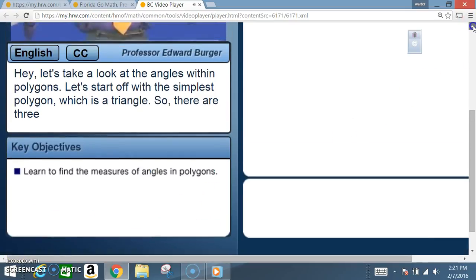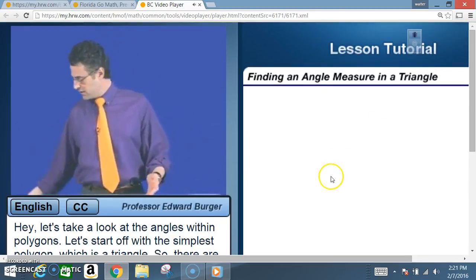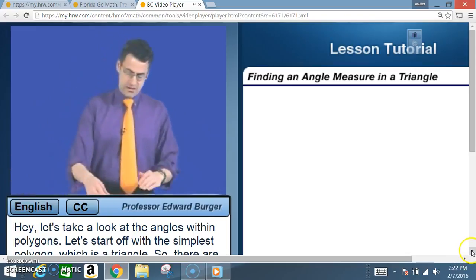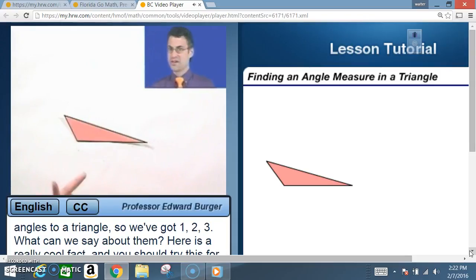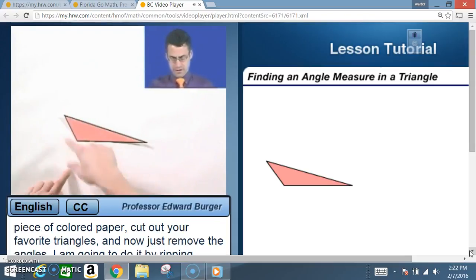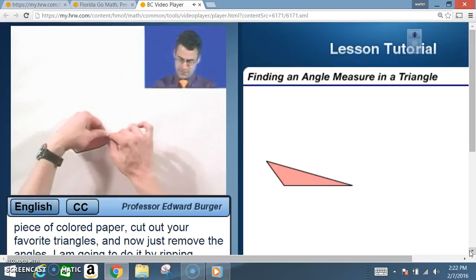Let's take a look at the angles within polygons. Let's start off with the simplest polygon, which is the triangle. There are 3 angles to a triangle, so we've got 1, 2, 3. And what can we say about them? Well, here's a really cool fact, and you should try this for yourself. Take a piece of colored paper, cut out your favorite triangle, and now just remove the angles.